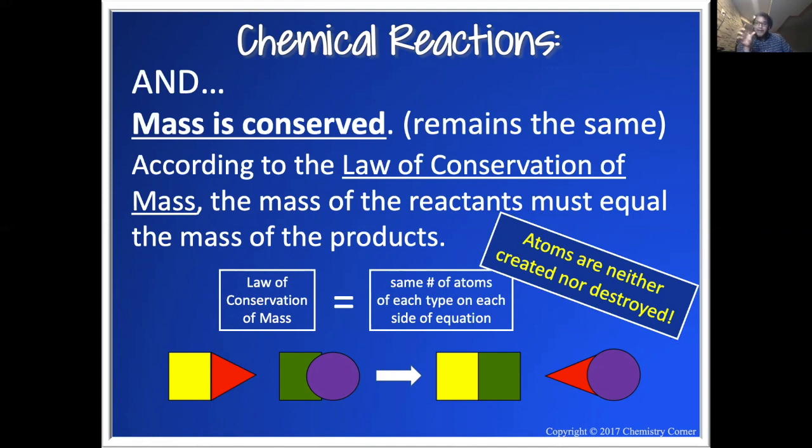Think about that for a second. The number of atoms of each element is the same on both sides of the equation. So if I've got 4 carbons on the left, I've got to have 4 carbons on the right. If I have 2 oxygens on the left, I've got to have 2 on the right, right? So the number of each type of element is the same. This confuses students sometimes, so you want to make sure this is really clear.